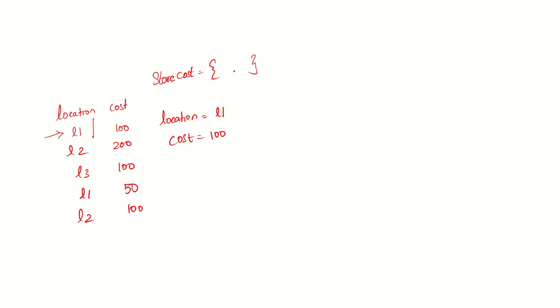So how will I check whether it is already present in the dictionary? I will write store cost of location. What is location? L1. So store cost of L1. Is there anything for L1 here? No, it's not there. If it is there, then what should I do? I should take the stored cost and add it to the current cost.